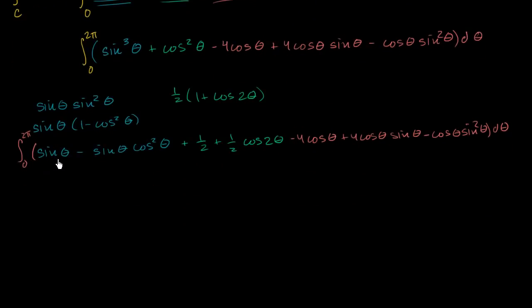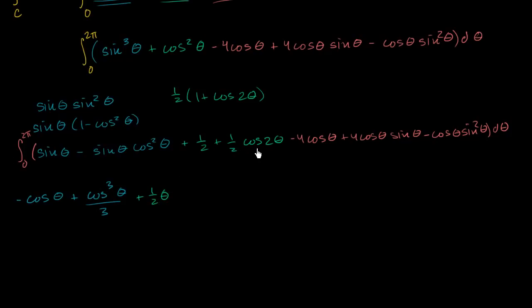The antiderivative of sine of theta is negative cosine of theta. If you take the derivative of cosine theta, you get negative sine theta. Then the negatives cancel out. You get that right over there. Then over here, we have the derivative of cosine theta, which is negative sine theta. So we can kind of make the substitution that u is cosine theta, if that's essentially what we're doing in our head. So the antiderivative of this is going to be equal to plus cosine cubed theta over 3. And then the antiderivative of 1/2 with respect to theta is just going to be plus 1/2 theta.